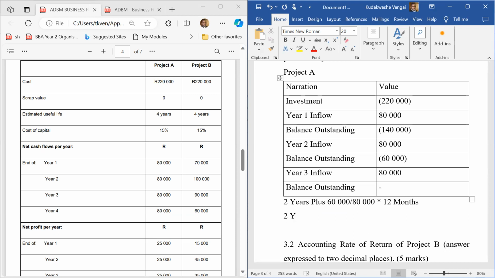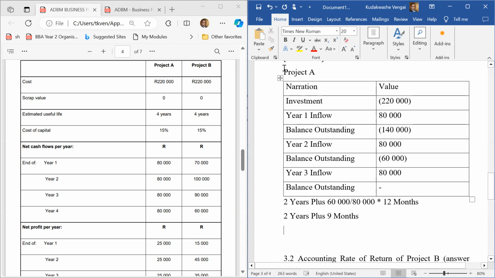So 2 years plus 60,000 divided by 80,000 multiplied by 12 months, that's 9 months. Right. So 2 years, 9 months is our final solution for project A.